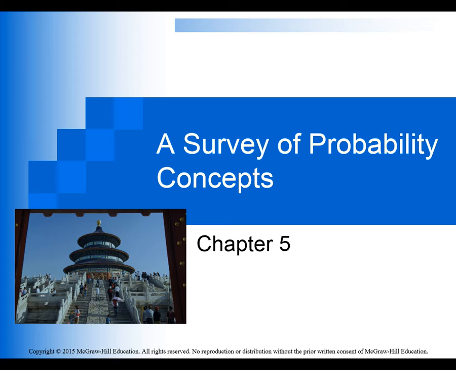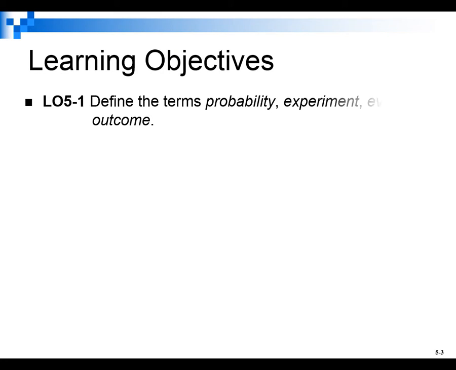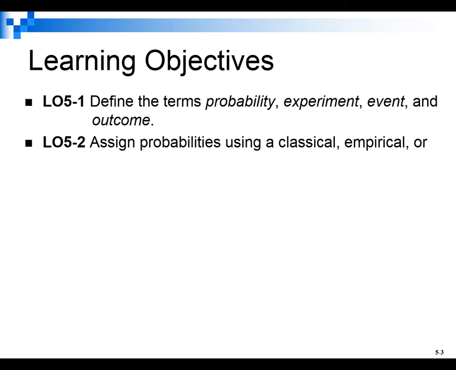This comes out of our textbook in chapter 5, and the learning objectives that we'll be looking at are to define the terms probability, experiment, event, and outcome. And then we're going to assign probabilities using a classical, empirical, or subjective approach.